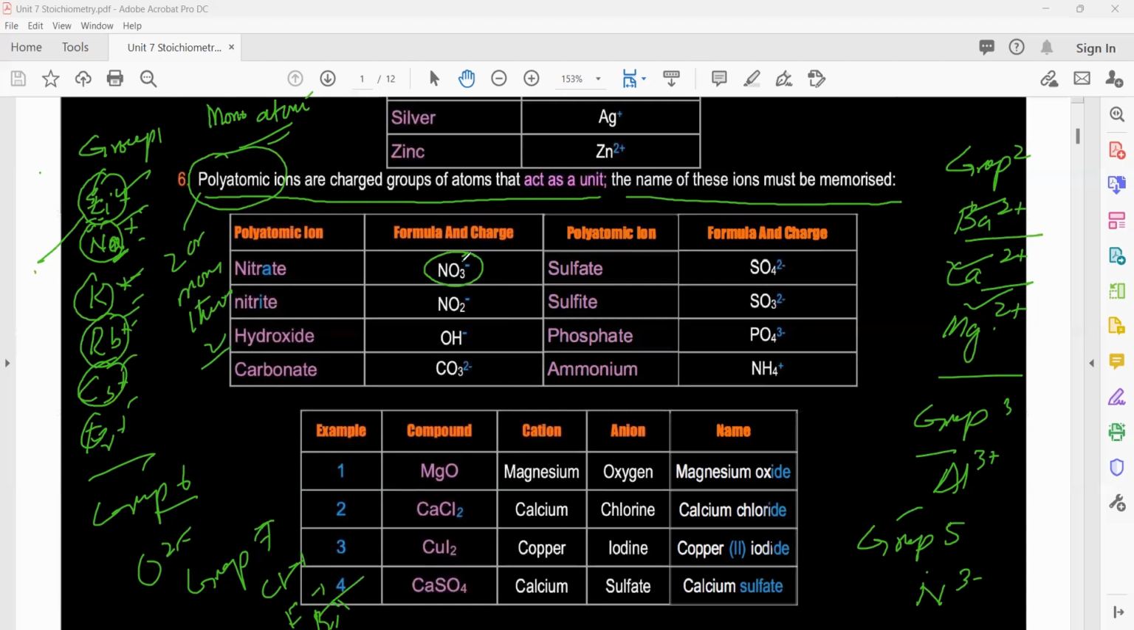But when two elements join together, for example NO3, you have two elements, nitrogen and oxygen. Then you have NO2, nitrogen and oxygen. Then hydroxide, oxygen and hydrogen. Then carbonate, carbon and oxygen. All of these are ions, but they are not made by a single element; they are made by two elements. At that time the ion is known as a polyatomic ion, because it is made by two different elements that join together and now work like one.